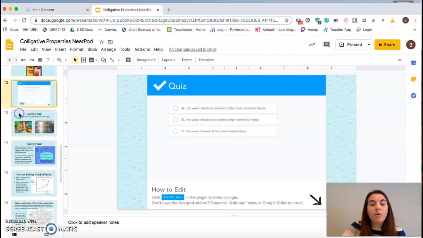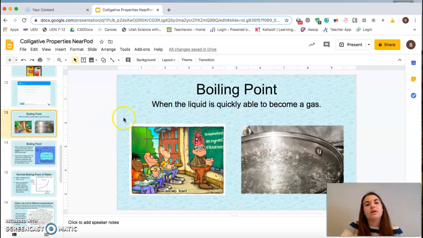Now, boiling point, this is the next one and the last one. This is when the liquid is able to quickly become gas. I feel like a lot of you have experience with boiling. Also, I feel like you've done it in my class so far. But making pasta, making that kind of stuff, this is boiling point, okay?